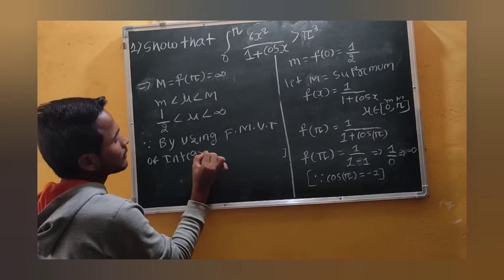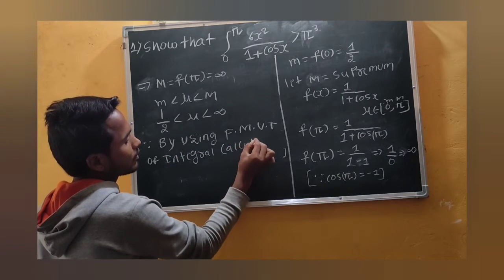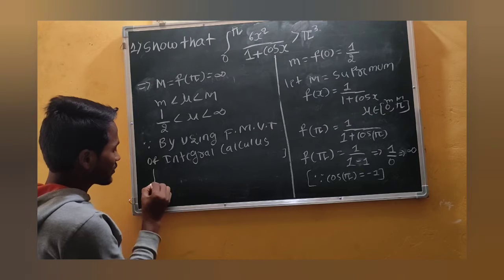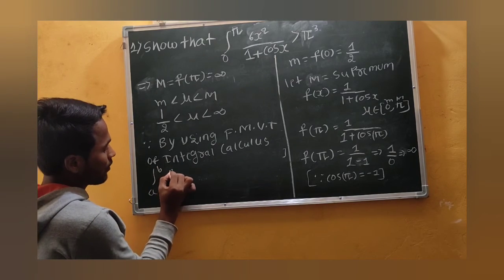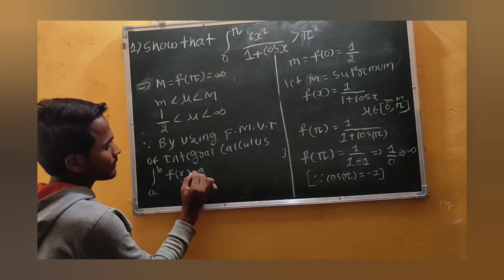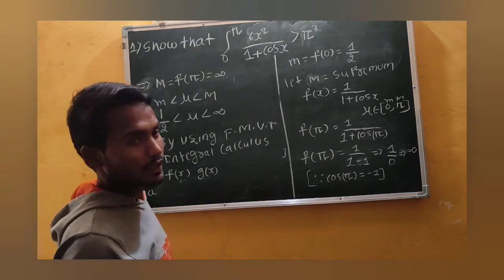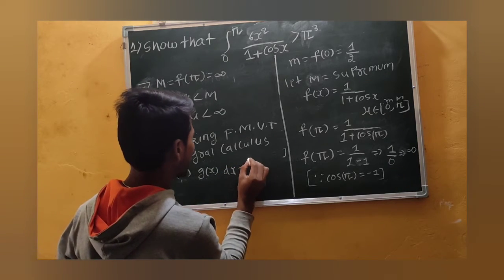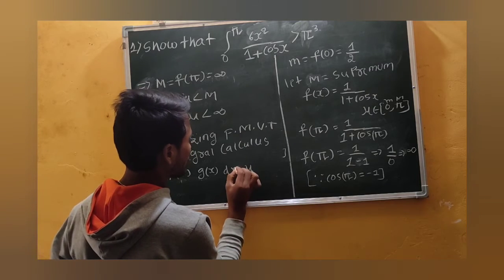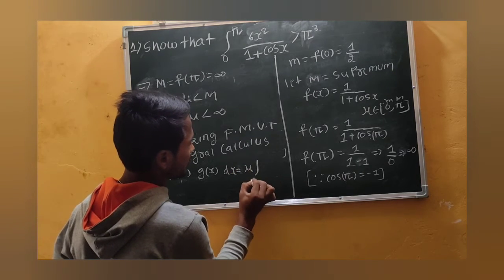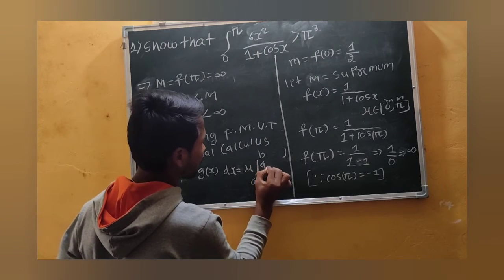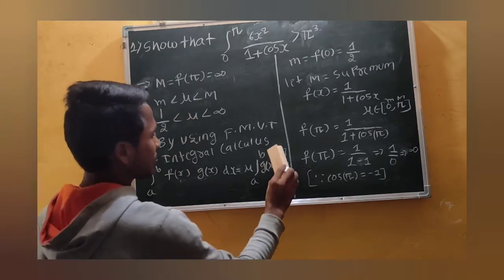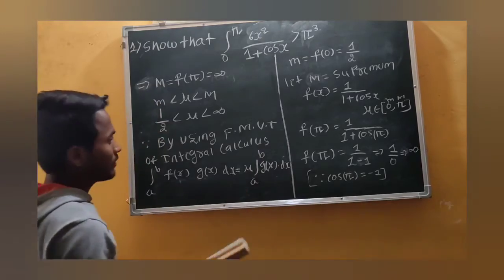Integral calculus. So the formula for the first mean value theorem: integration of a to b of f of x and g of x, where f of x and g of x are two bounded functions, into dx, equals mu times integration a to b of g of x into dx.